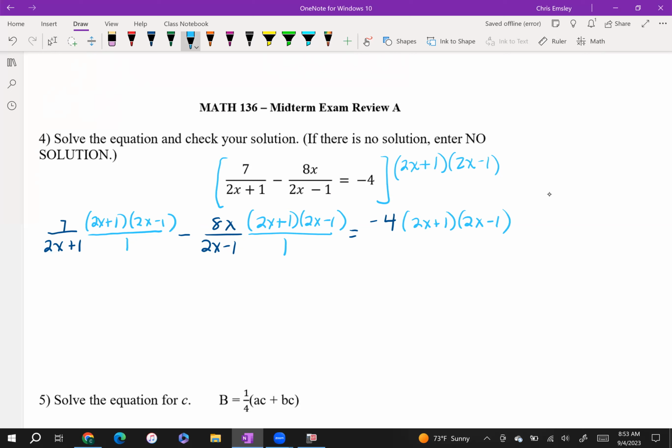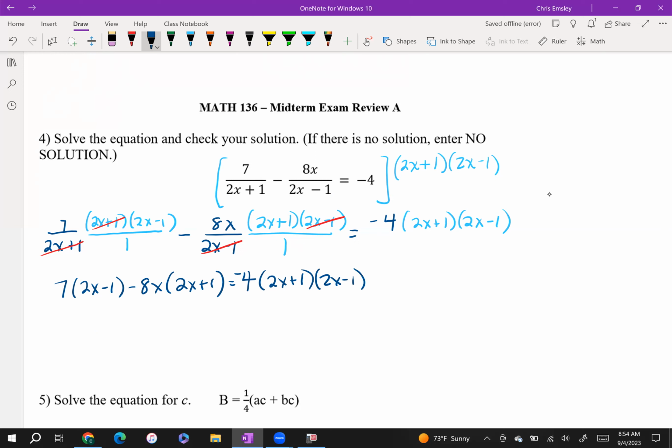Once we write it out like that, we can see how these fractions are going to go away. This 2x plus 1 cancels, and we are left with 7 times 2x minus 1. Same thing here. This time the 2x minus 1's canceled. Don't lose that sign. We have a minus 8x times 2x plus 1. And then over here on the right-hand side, nothing cancels. We are going to have to just go ahead and multiply that all out.